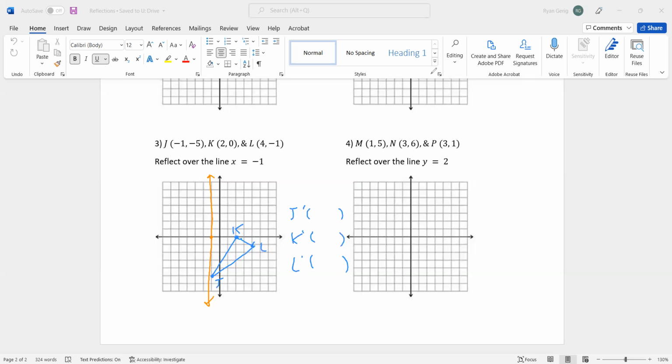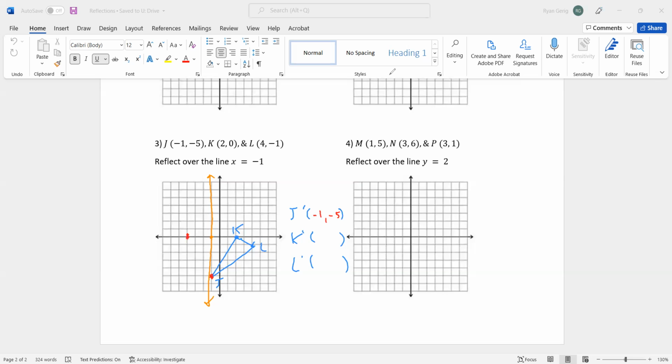All right. So how far is J from the orange line? Well, it's on the orange line. So the image is the same, -1, -5. Okay. K is 3 units from that orange line. So I need to go 3 units the other way.